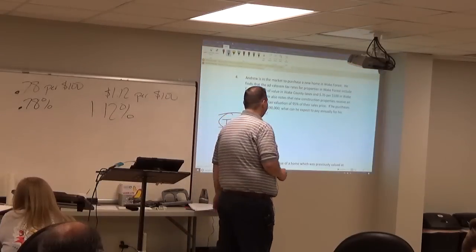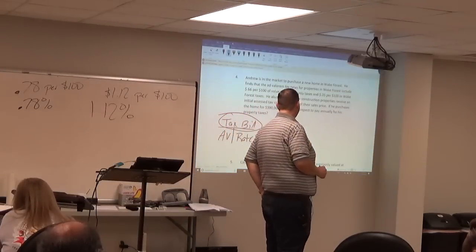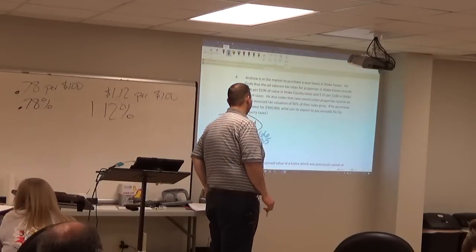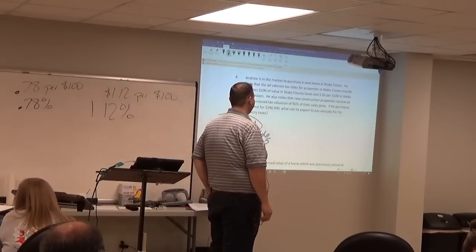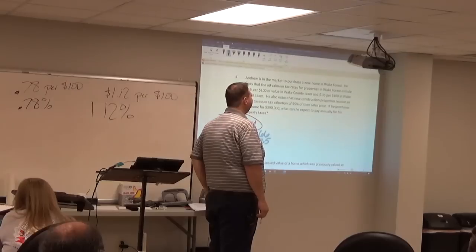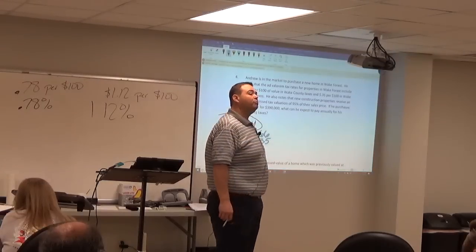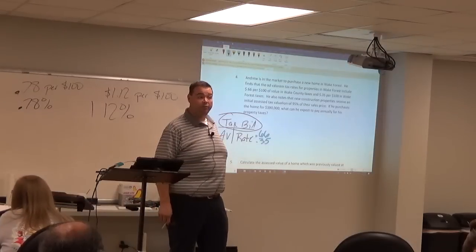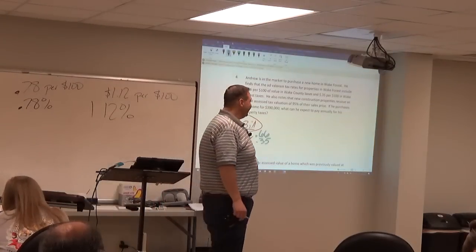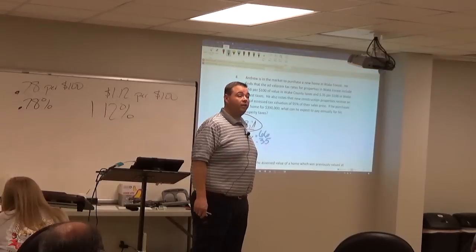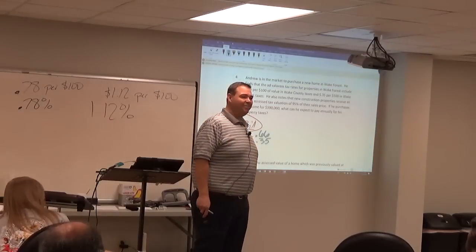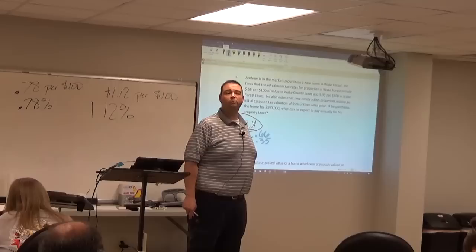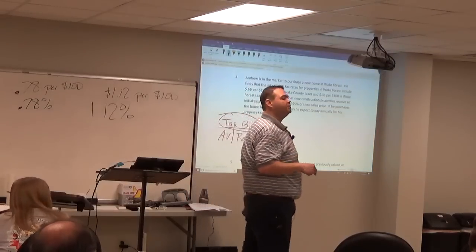He also notes that new construction properties receive an initial assessed tax value of 95% of their sales price. So the assessed value is going to be 95% of what it sells for. Does that make sense for everybody? Because he didn't tell us the assessed value. He purchased the home for $390,000. That's not the assessed value, is it? That's his purchase price. What did they tell us the assessed value was going to be?